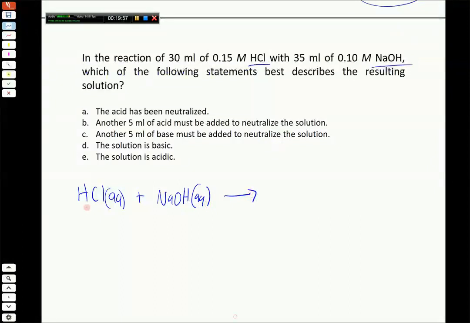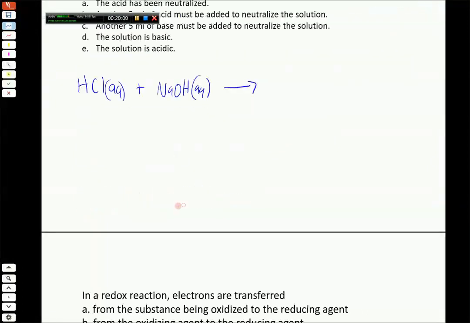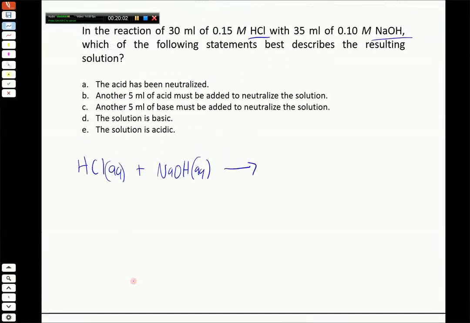And we see that our acid has 1 H plus, our base has 1 OH minus, so that means they would have to react in a 1-to-1 ratio, so we don't have any coefficients on the reaction side.